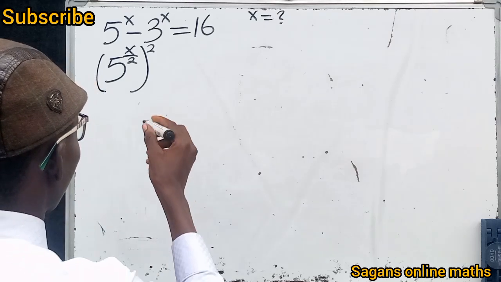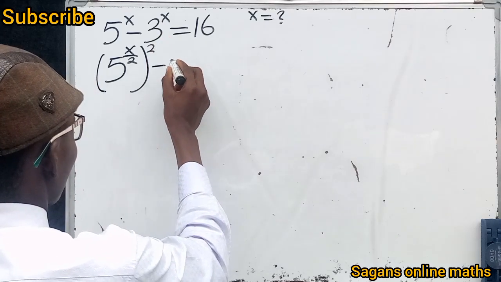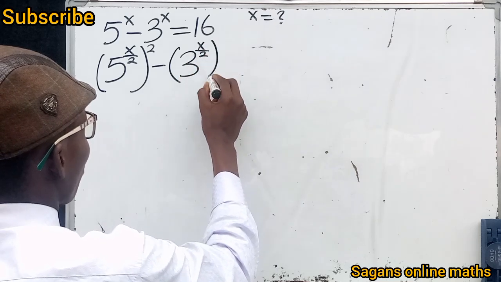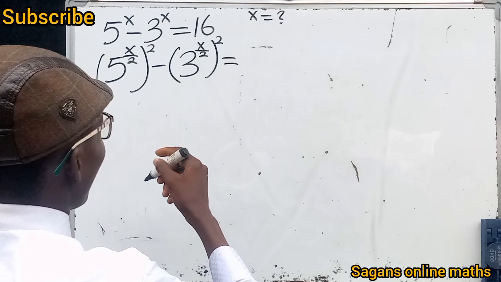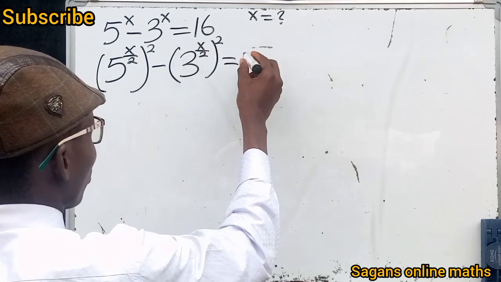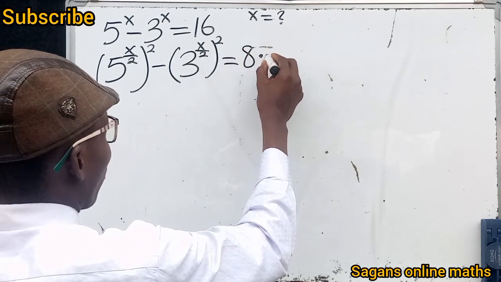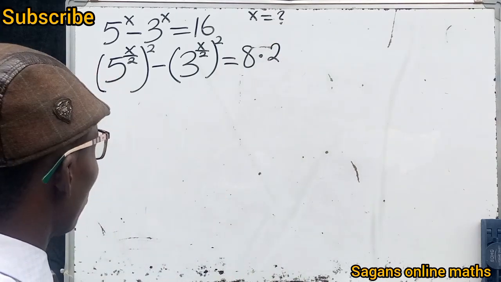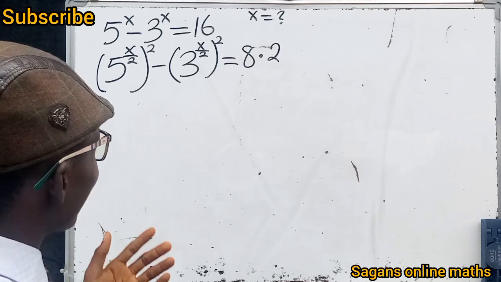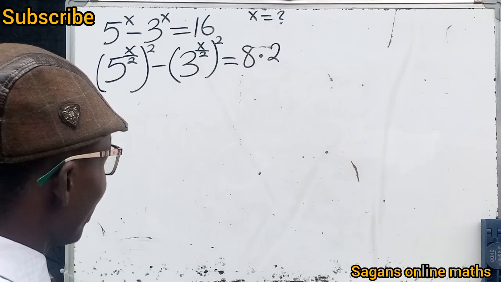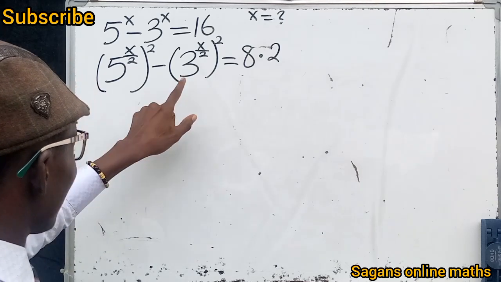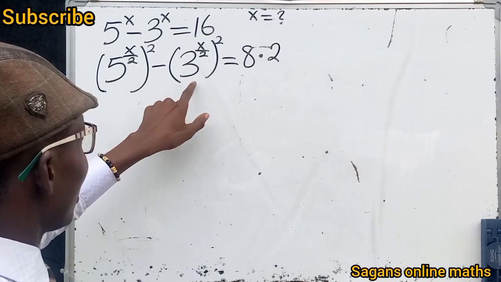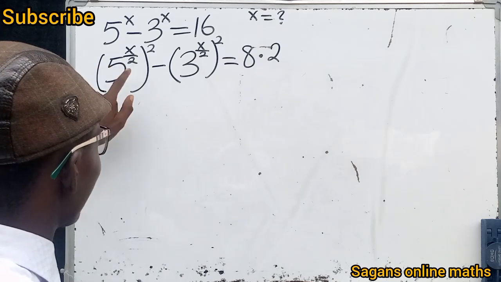Now I'm not wrong to write 3 raised to the power of x as 3 raised to the power of x divided by 2, all raised to the power of 2, equals to what? And again, I'm not wrong to write this 16 as 8 multiplied by 2, because 8 times 2 is 16. Some people say, sir, why don't you use 4 times 4, because 4 times 4 is 16? Observe that 5 is greater than 3, so whatever x will be when you substitute it, the first term will be greater than the second.